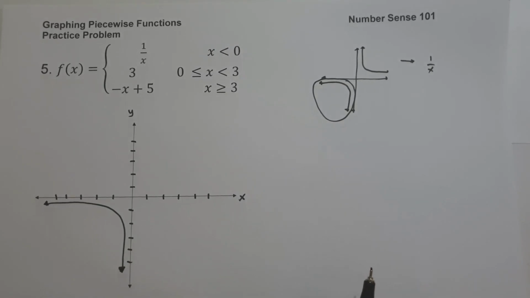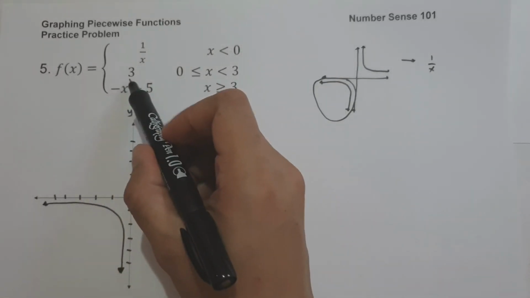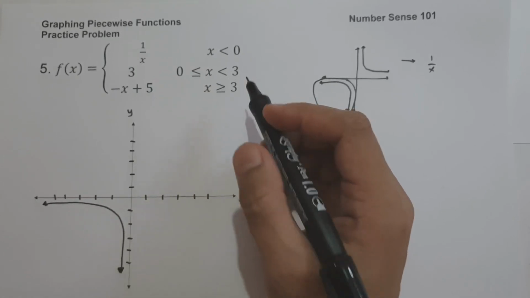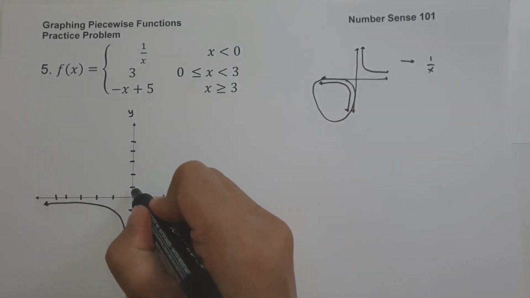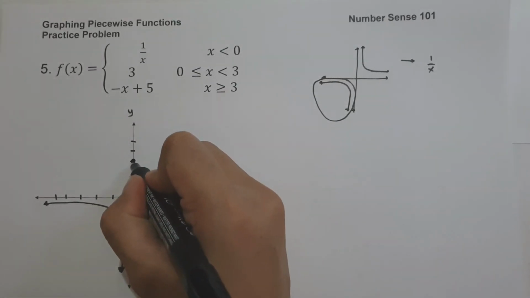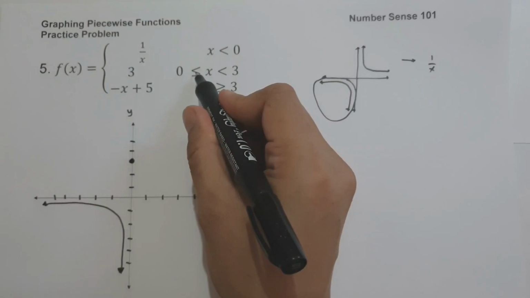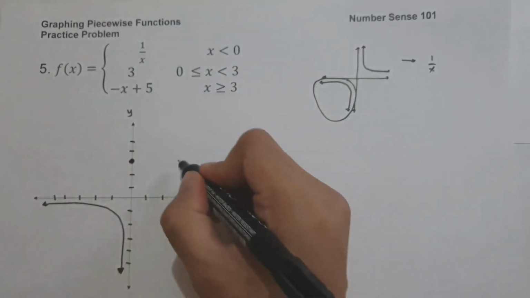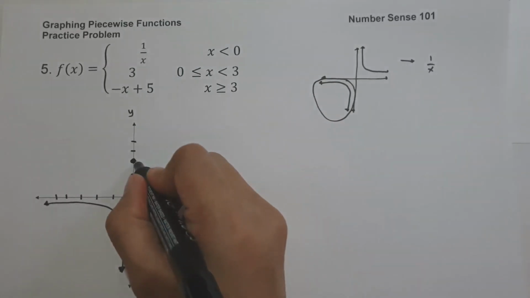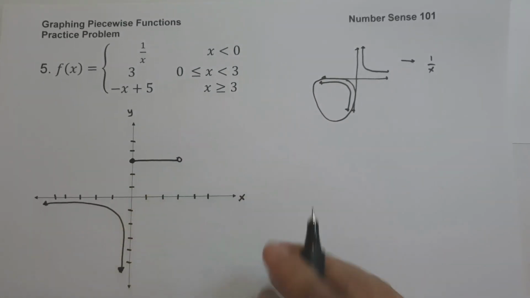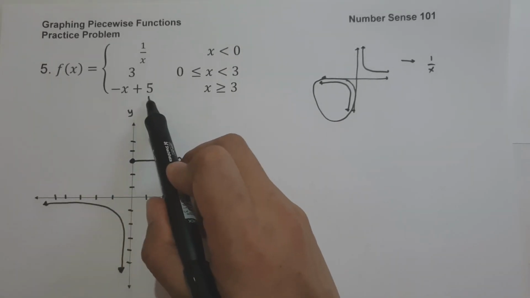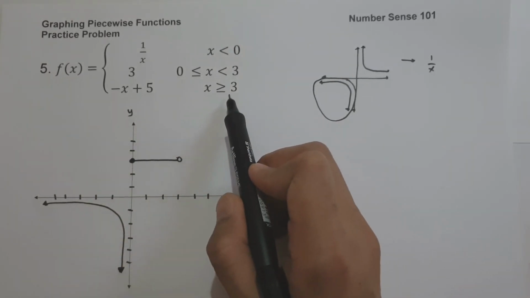And then, f of x is equal to 3 when x is greater than or equal to 0 but less than 3. So this will be a horizontal line at y equals 3. So we are going to use a closed circle because we use greater than or equal to 0, and an open circle because of less than. And then f of x is equal to negative x plus 5 when x is greater than or equal to 3.